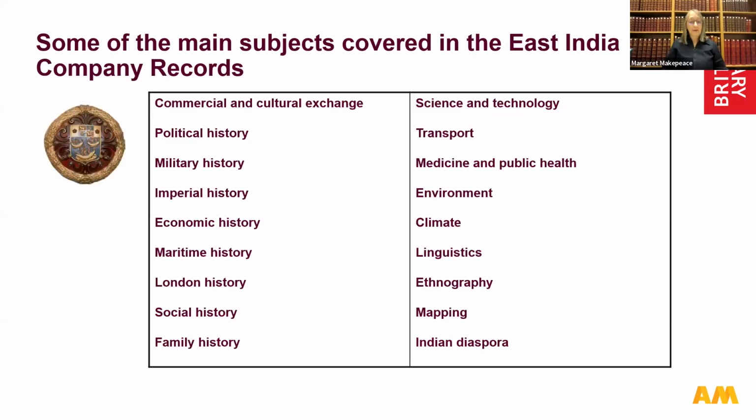So moving on, here are some of the main broad subject areas which can be researched in the East India Company records. Commercial and cultural exchange, many aspects of history, including political, military, imperial, economic, maritime, London, social and family, science and technology, transport, medicine and public health, environment, climate, linguistics, ethnography, mapping, and the Indian diaspora. There's something for everyone.